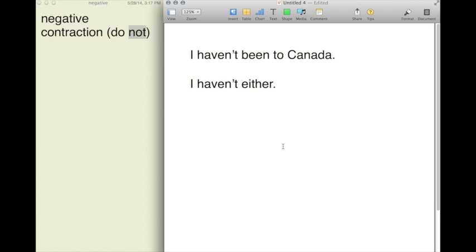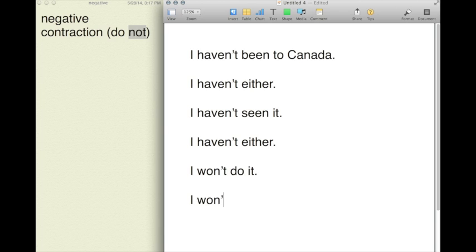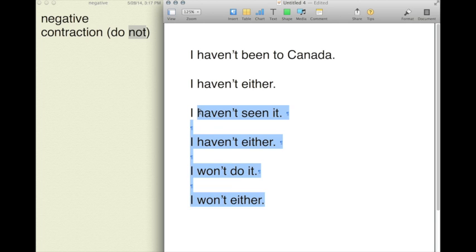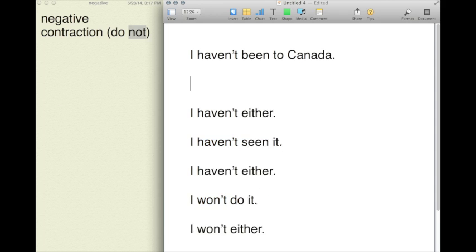Okay? Here's some more sentences to use this. I haven't seen it. I haven't either. I won't do it. I won't either. Okay? So pretty simple. But we can also use me here and again make it even more simple, make it even more easy. How do we do that? Do we say me too? No, we cannot say me too. What should we say? I haven't been to Canada.